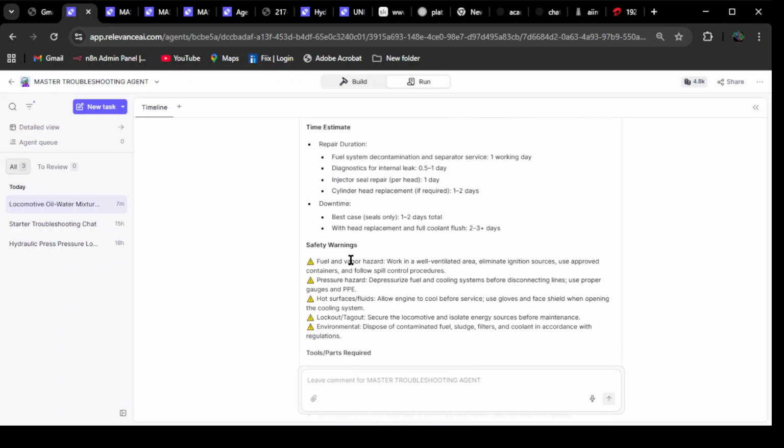And that is a master troubleshooting agent. So this is definitely going to save time, reduce costs, and minimize downtime.